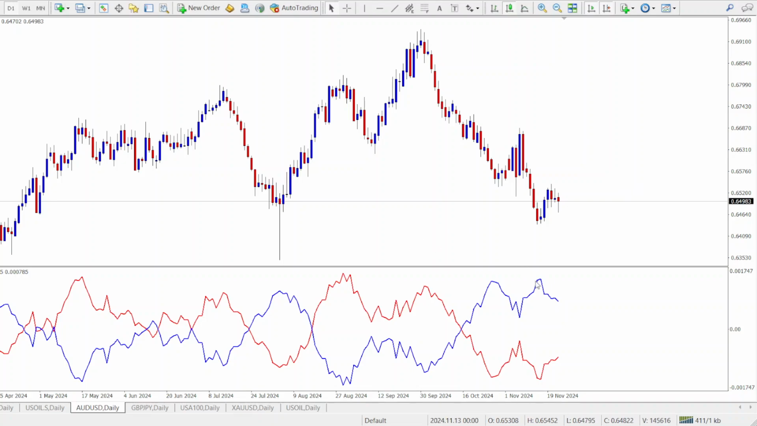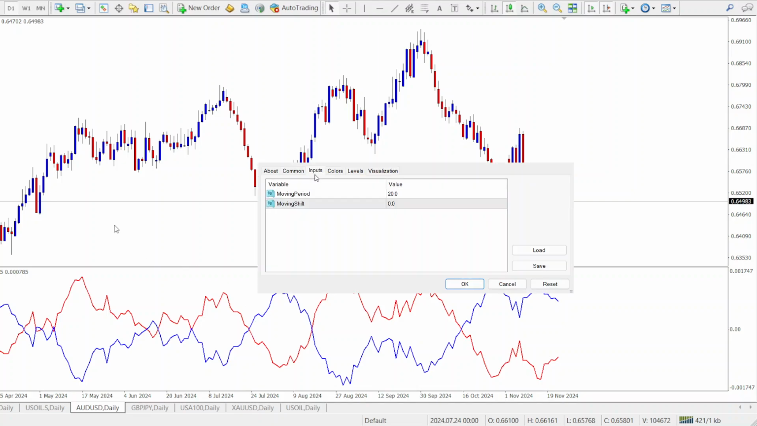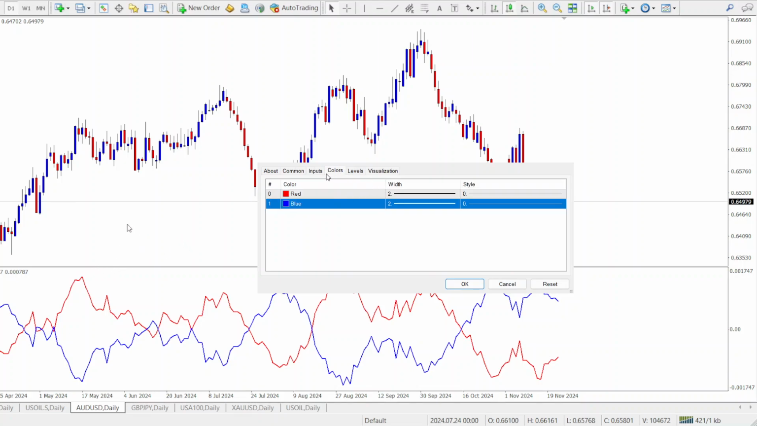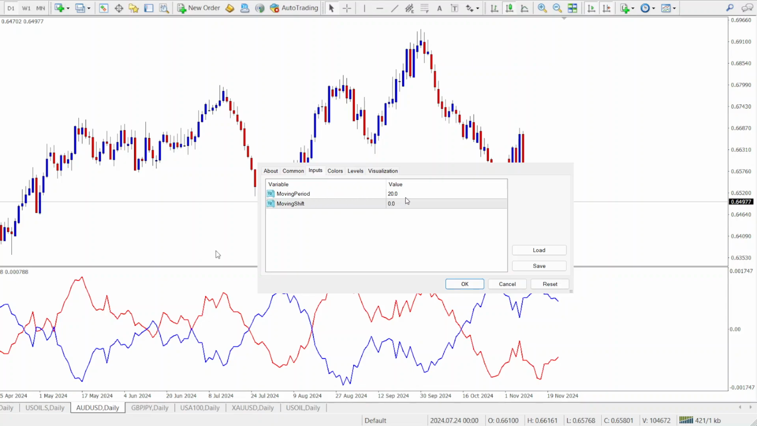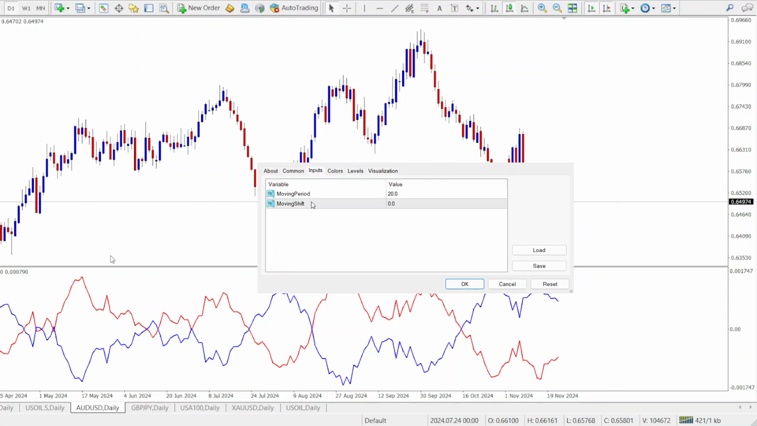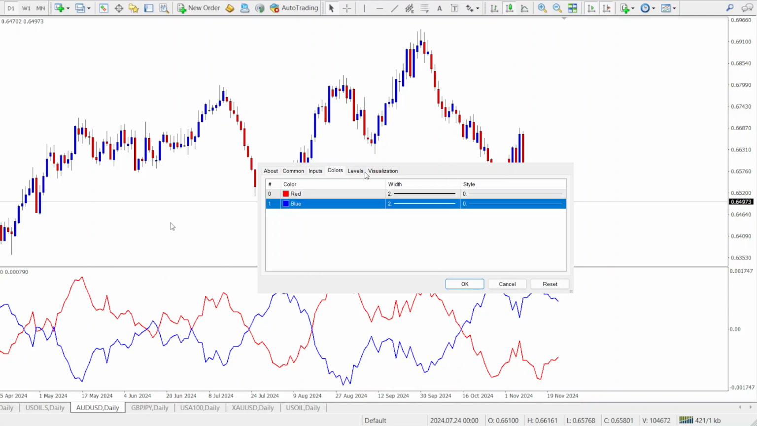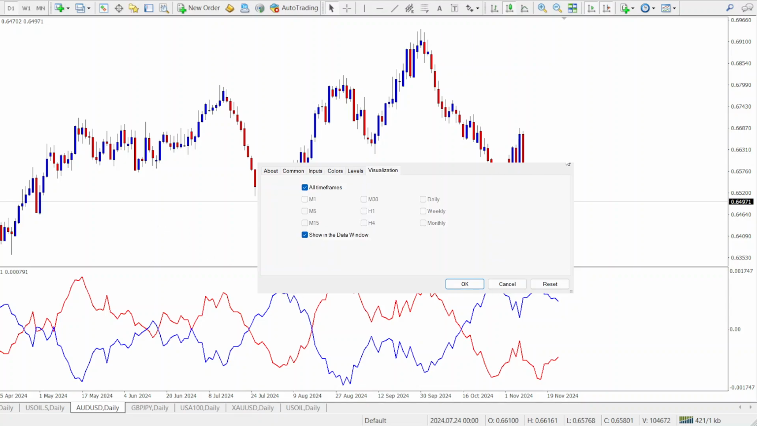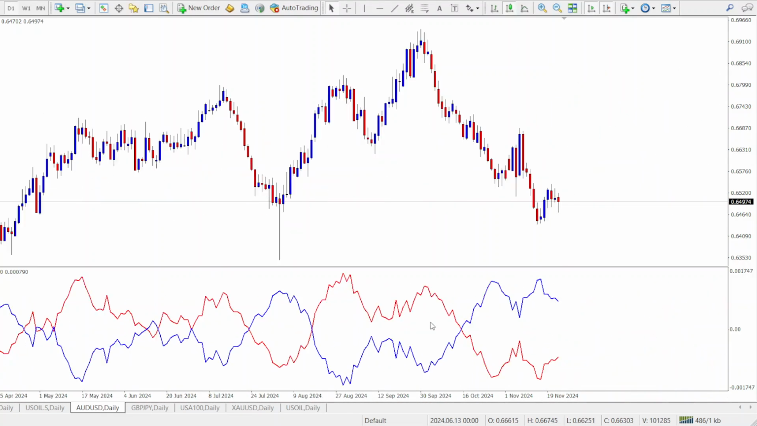So now you can see that the indicator is made up of two lines. We have the moving period and the moving shift. You can see moving period value 20.0, moving shift 0.0. Those are the two inputs, and then we have just those two lines, those are the two lines that give us signals.